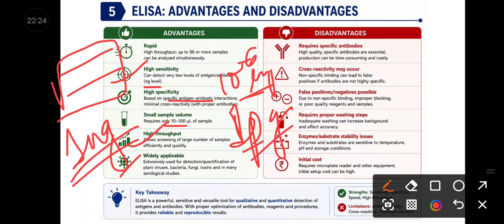Next, the disadvantages. It requires specific antibodies. Then cross reactivity may occur because non-specific binding or false color development may be there. Then false positive or false negative results may occur if you are not doing proper blocking, which blocks the non-specific binding, and we are removing the unnecessary unbound antibody or antigen. Then it requires proper washing. Then enzyme and substrate stability issues are also there, and the initial cost is higher. So these are the disadvantages.